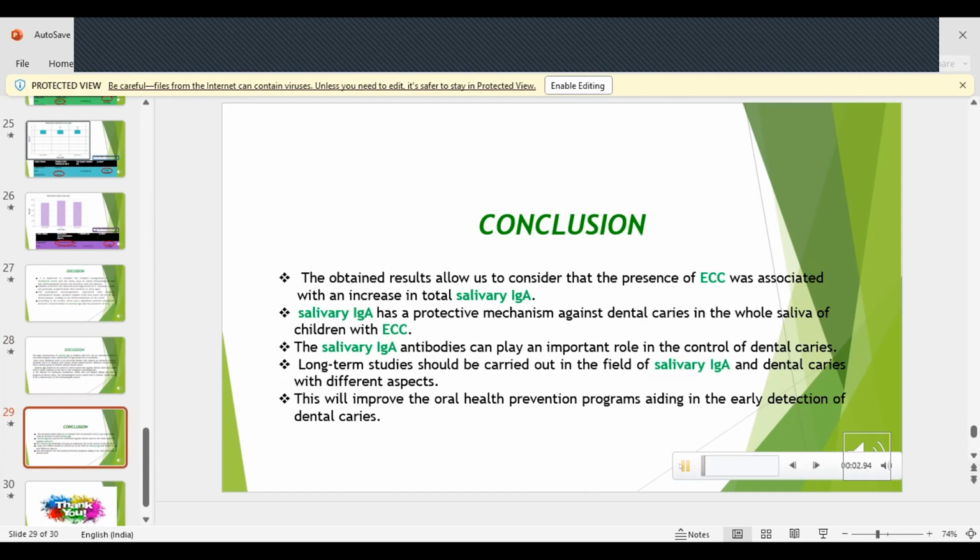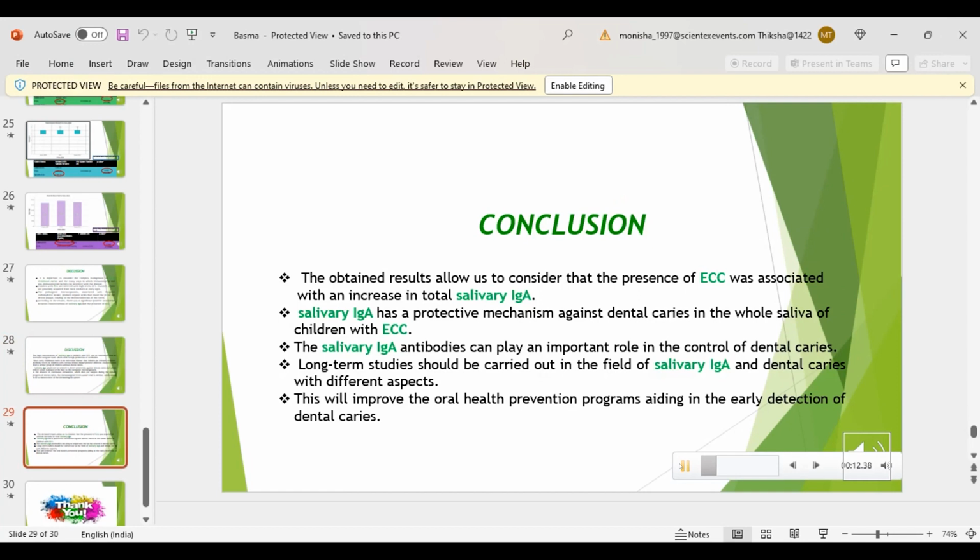As a conclusion, these obtained results allow us to consider that the presence of early childhood caries was associated with an increase in the total salivary IgA, and that salivary IgA has a protective mechanism against dental caries in the whole saliva of children with early childhood caries. So the salivary IgA antibodies can play an important role in control of dental caries.